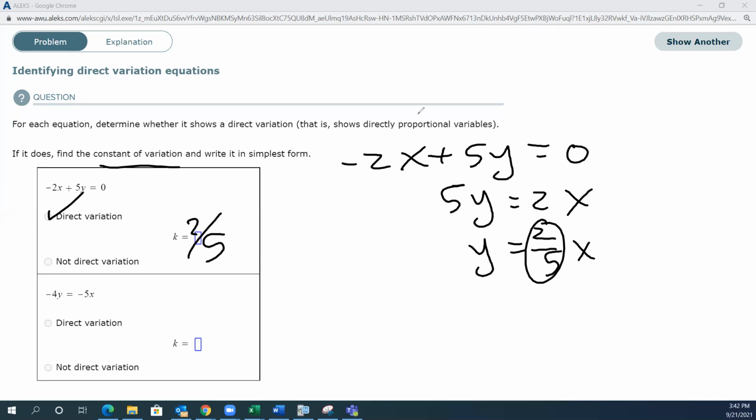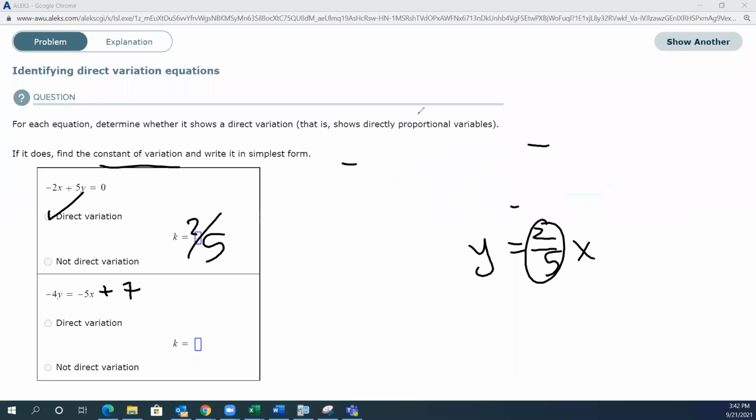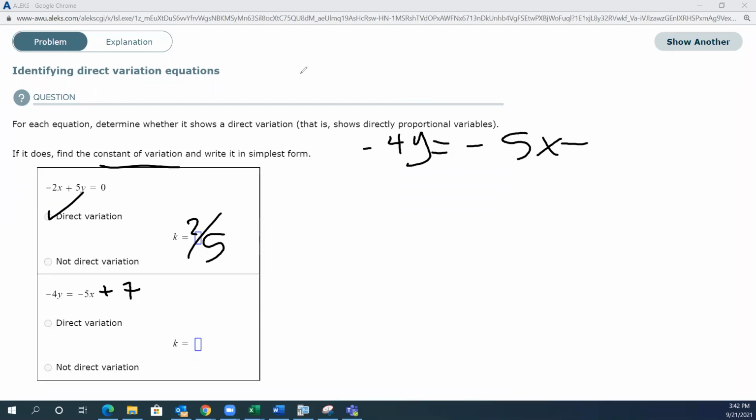Okay, so we get that. That's how it works. Now, let's make up a new one here. For part B, we're going to do a little different problem, just to spice it up. We'll say negative 4y is negative 5x plus 7. I know my 5s look like s's, but you can tell what it is by the context. So I divide both sides by negative 4.